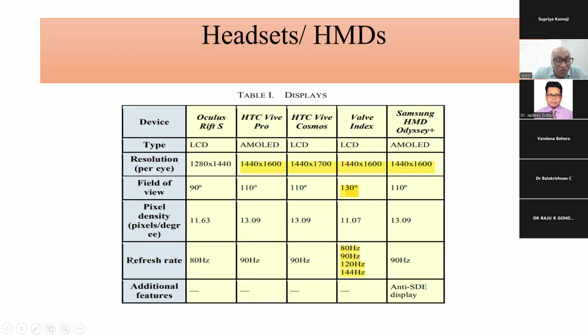And if you look at the refresh rate, you can see Valve Index has more capabilities, like you can manually change the refresh rate from 80 to 90, 90 to 120, 120 to 144. If you look at this table, whenever the research paper was published, these 5 devices might have been contemporary devices. As you can see, many of them may not be in the market, or maybe they are in the market.